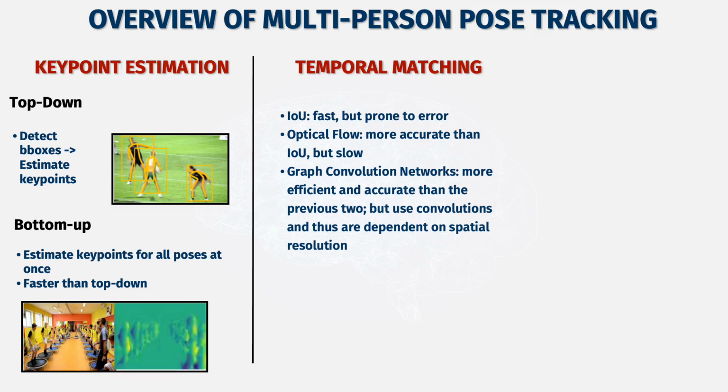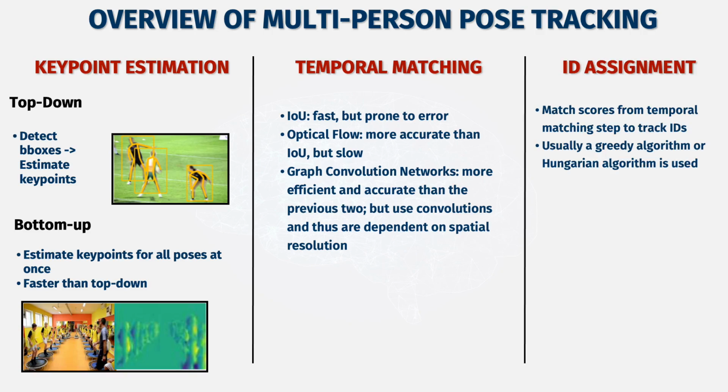Next is the matching step, where again there are a few approaches, such as an IOU-based approach, where an IOU overlap is calculated between different bounding boxes of the persons. Next is an optical flow approach, where flow poses are propagated from one frame to the next. And finally, there are graph convolutional-based approaches over the joint data. This is fast, but it requires capturing high spatial relationships, which requires a high resolution. The last step is to match scores to assign track IDs to poses in the scene, and here often a greedy algorithm or a Hungarian approach is used.